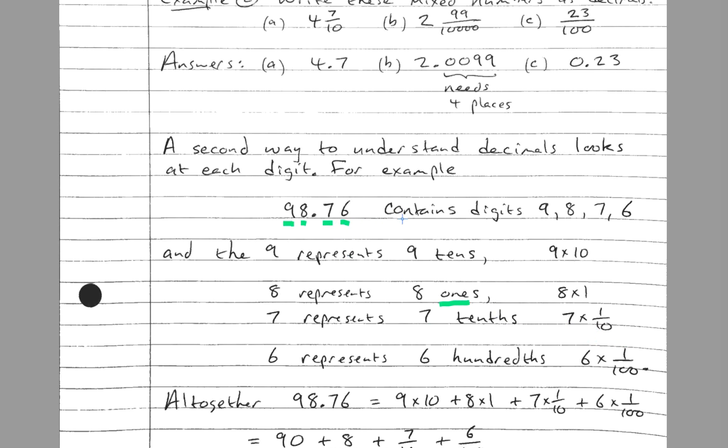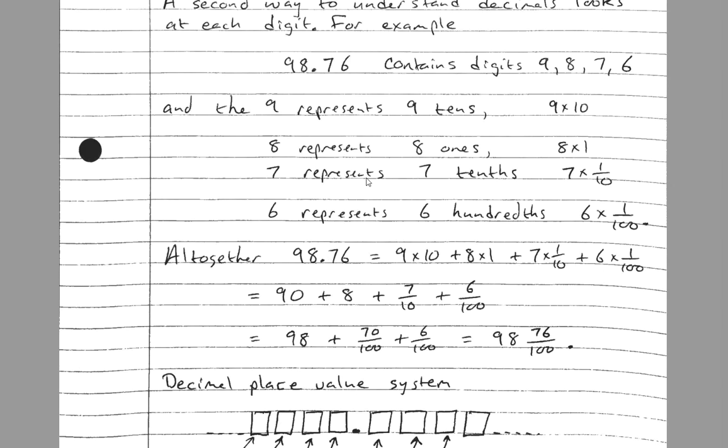And as you go further to the right, the digits represent smaller and smaller pieces. So this 6 represents 6 hundredths. 6 times 1 over 100. All right, so we're going digit by digit. All right, and then you add them all up. So we get 9 times 10 plus 8 times 1 plus 7 times 1/10 plus 6 times 1/100th. That's equal to this.